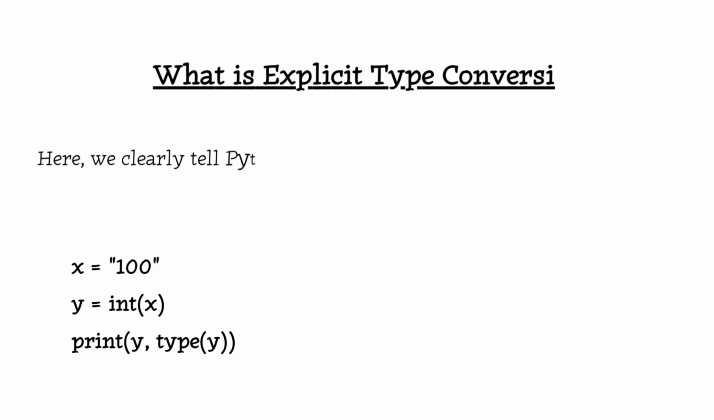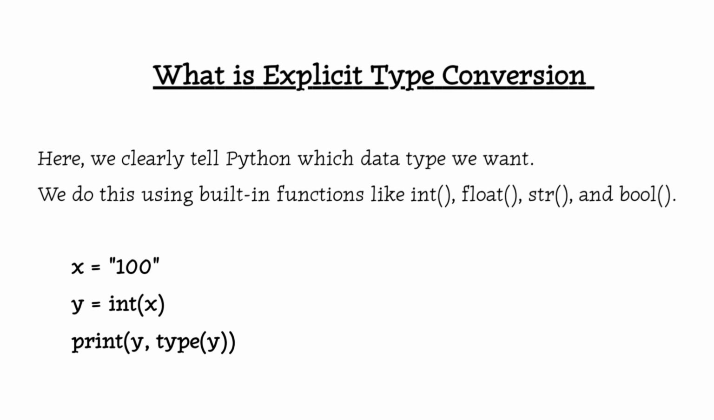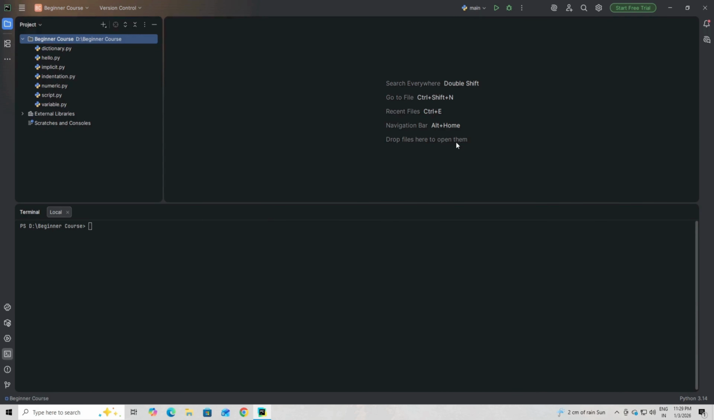Now let's move to explicit type conversion. Here we clearly tell Python which data type we want to use. We do it by using the built-in functions like int, float, str, and bool. Now let's see a practical example of explicit type conversion.